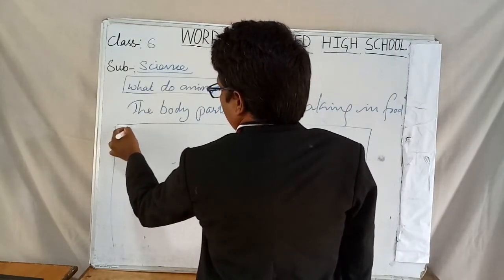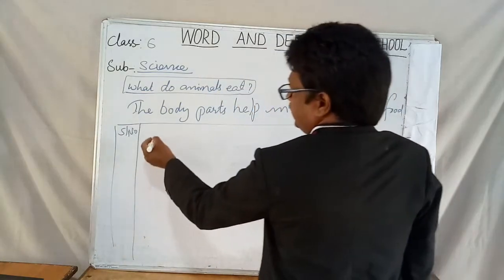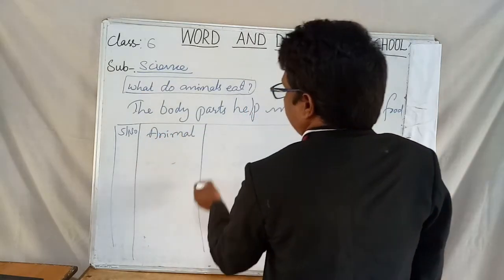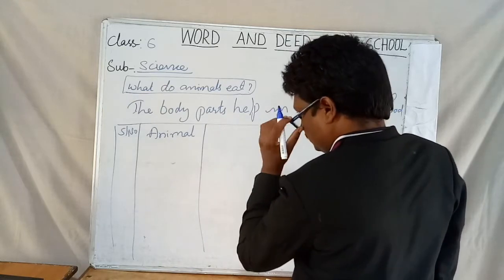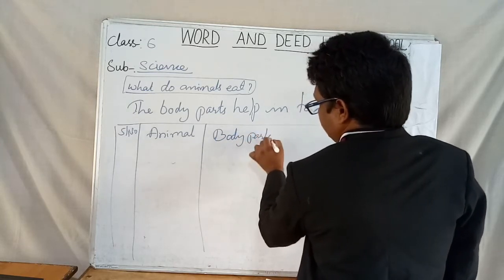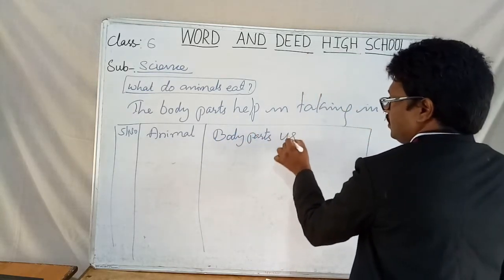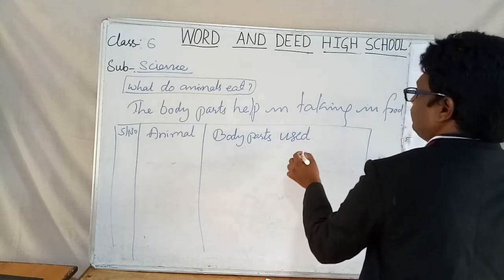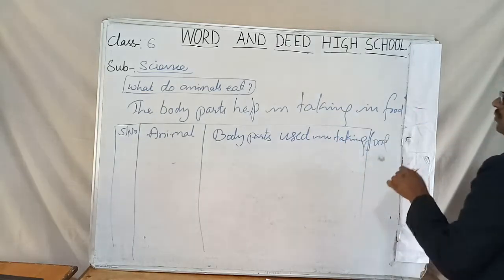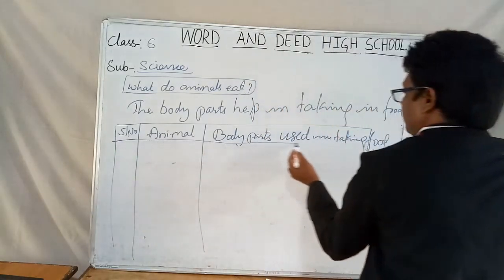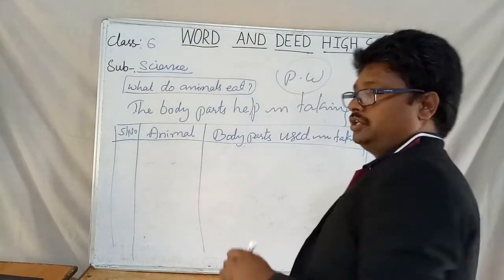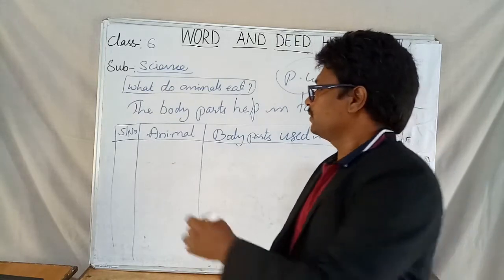In the table, the first column is the serial number, the second column is the name of the animal, and the third column is body parts. See students, this you have to do like a project work.